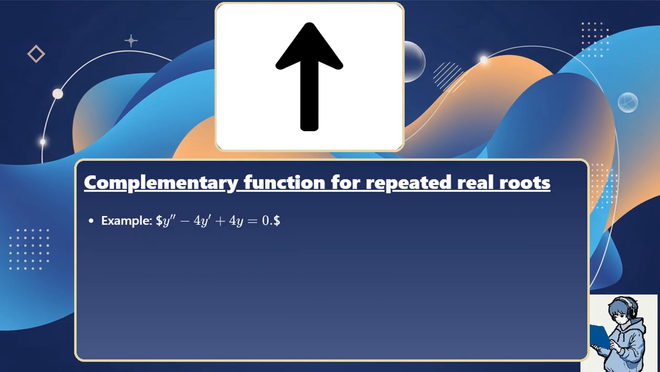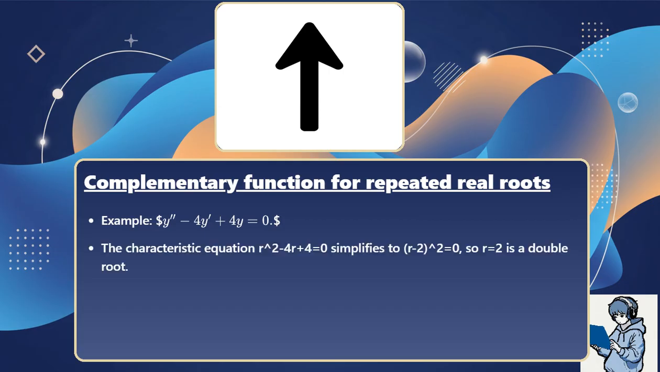Consider y'' minus 4y' plus 4y equals 0. The characteristic equation r squared minus 4r plus 4 equals 0 simplifies to (r minus 2) squared equals 0. So r equals 2 is a double root. Consequently, y_c(x) equals (c1 plus c2 x) e^(2x).